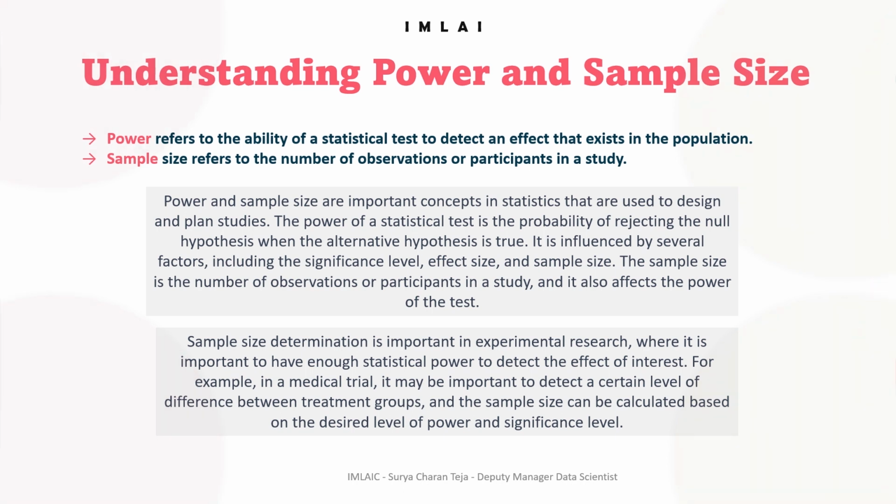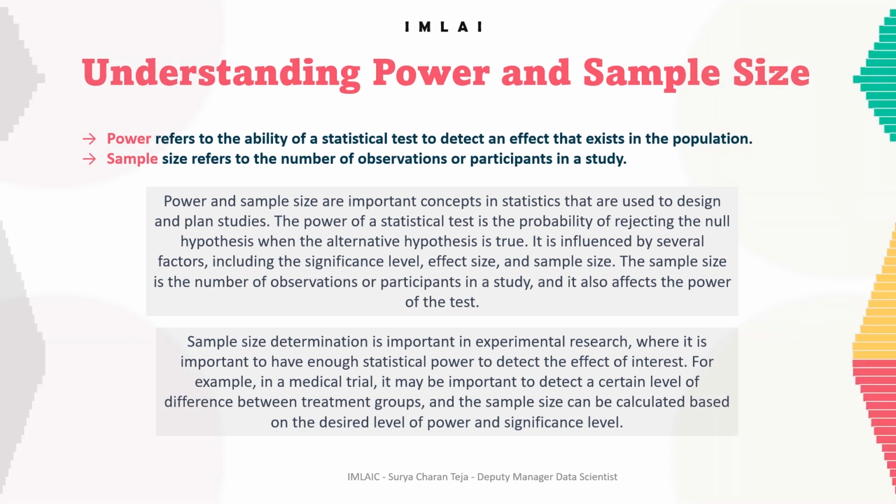The simulation based approach involves generating data sets under different scenarios and simulating the test statistics and p-values to estimate the power and required sample size. These methods can be more flexible and can account for the complexity of the study design and underlying assumptions. So overall, power and sample size considerations are crucial in planning and designing studies to ensure the study has sufficient statistical power to detect the effect of interest.